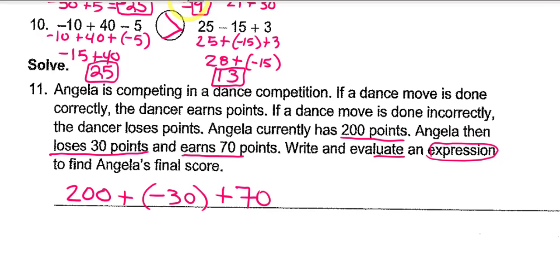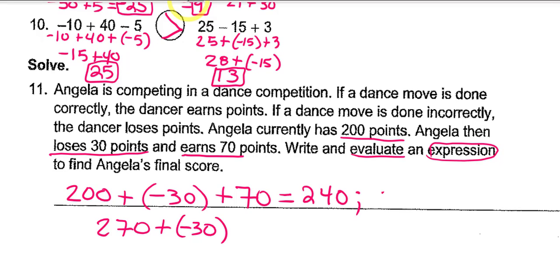When they ask us to evaluate, that means to solve the problem. So just like we've done the other ones, 200 plus 70, those are both positive. So I can add those together. That would give me 270 plus a negative 30. Now, since my signs are different, I subtract them. 270 minus 30 is going to give me 240. And the 270 is the larger absolute value. It's positive, so the answer is going to be positive. And the answer to this would be 240 points.